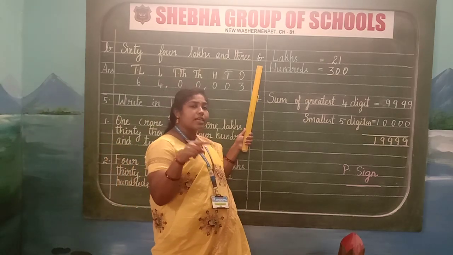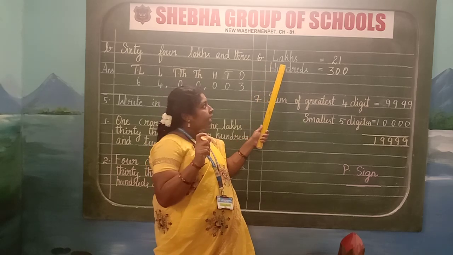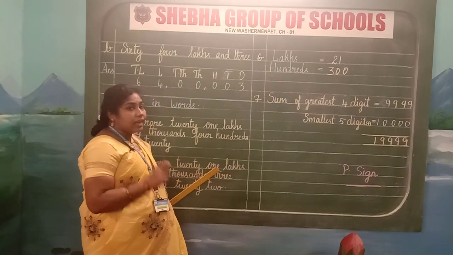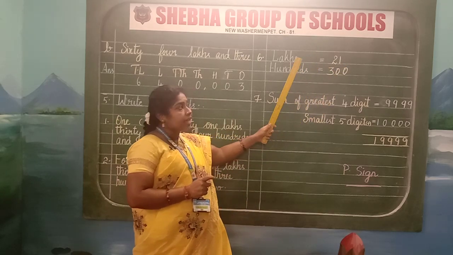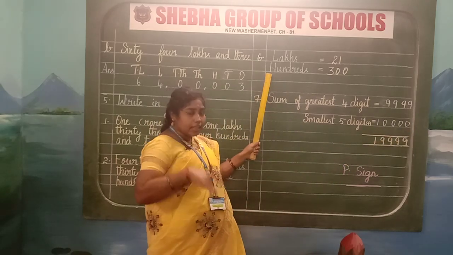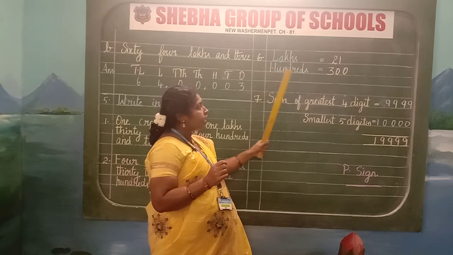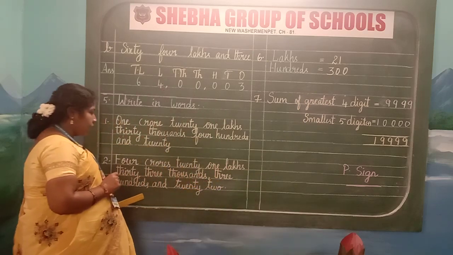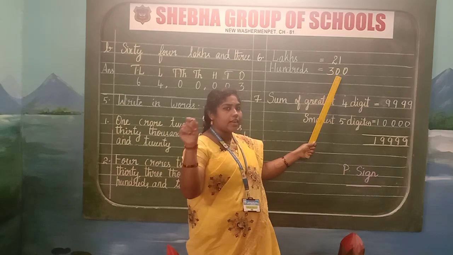Put the serial number 6 in the margin. Write the name as lakhs. Lakhs is equal to how many? 21. Write in number as 21. Now after writing the lakhs, leave that line and start writing in the next line, children. Now we are going to write the hundreds. For hundreds, you have to mention S because it is 300s. Equal to, write the number as 300s.